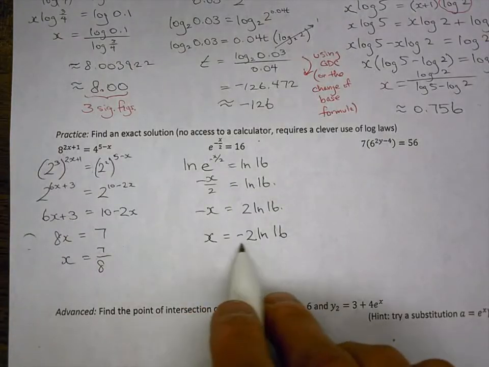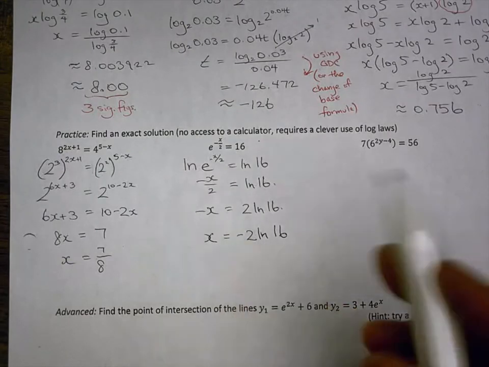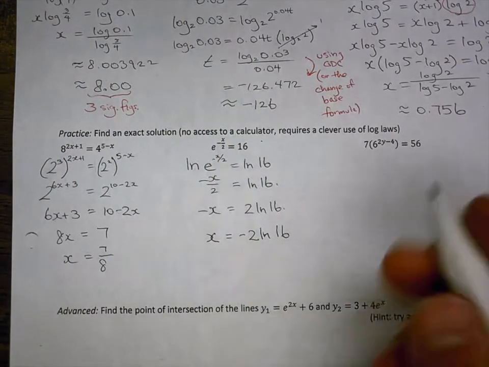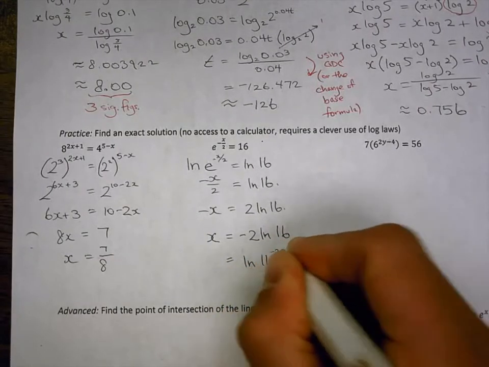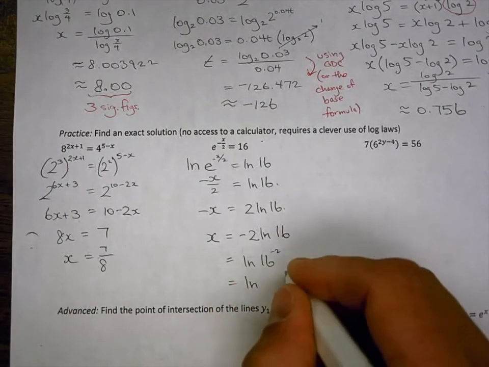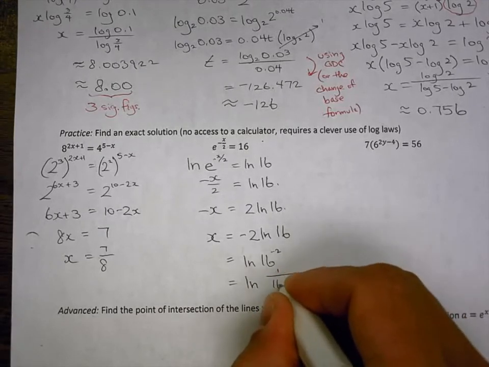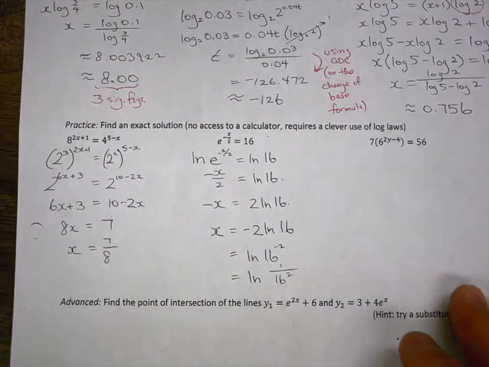So that is a valid answer because you don't have a calculator. You can't really simplify it any further. Well, I mean, technically you could do this actually. ln 16 to the negative 2. So that's ln 1 over 16 squared. But I can't really do that with a calculator.